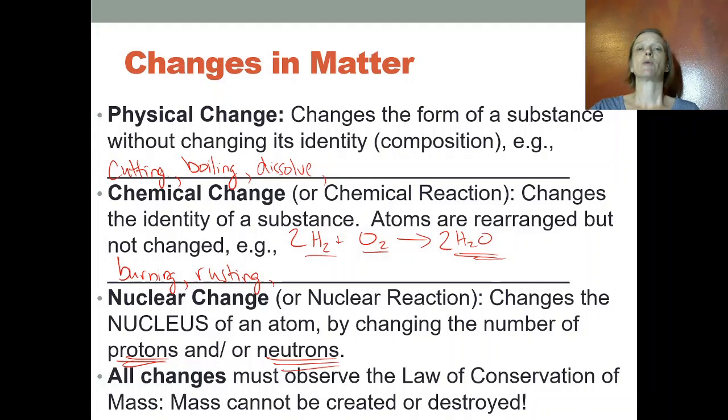All of these changes, whether it's a physical, chemical, or nuclear change, all of these changes obey the law of conservation of mass. You cannot create mass, you cannot destroy mass. However much your starting materials weigh, your ending materials have to weigh the same amount. And that's going to come into play when we are balancing nuclear equations.